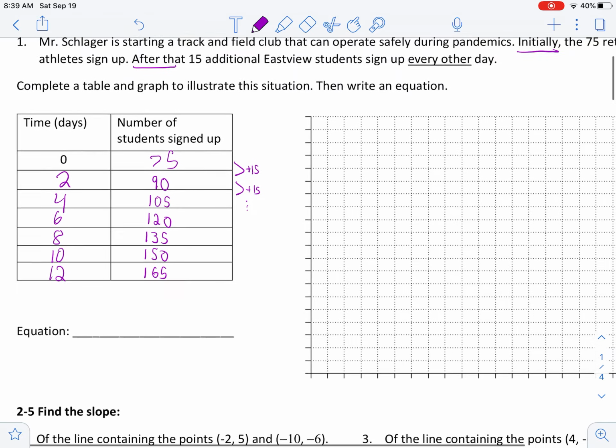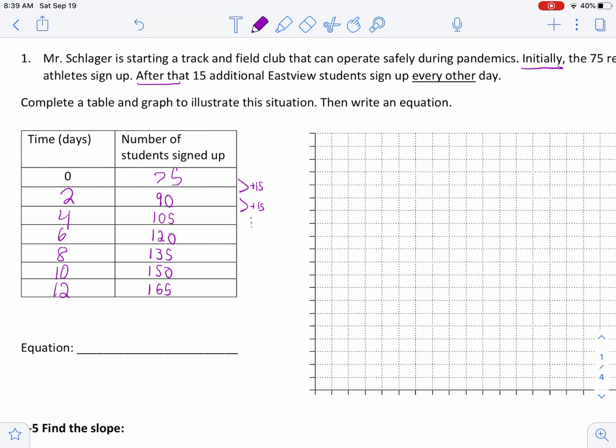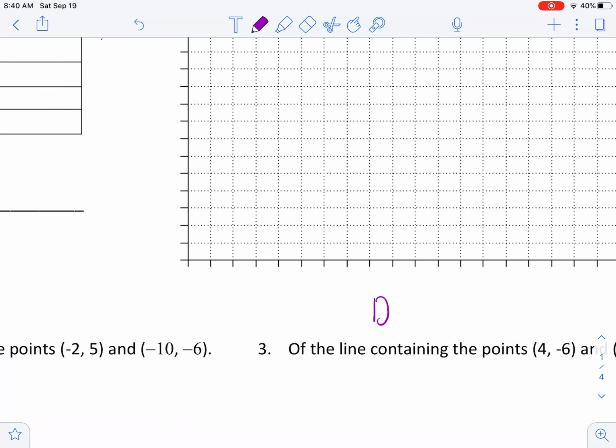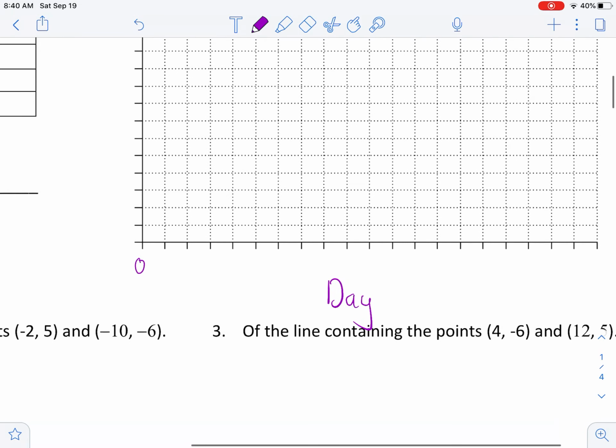Fantastic. Let's go ahead and make a graph of this. Sometimes I'll have my graph go out past where the table illustrates. But in this case, and knowing a little bit about track teams, 165 athletes is a lot. I don't think we need this table to go out way past 12 days. So I'm going to have days be my independent variable on the x-axis. And I'll go ahead and count by, let's see here. I've got a lot of tick marks there. So I'll count by twos.